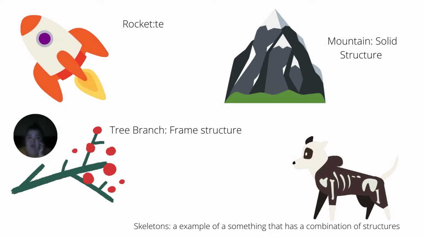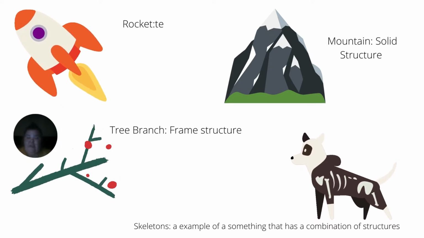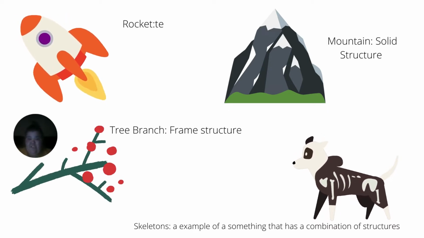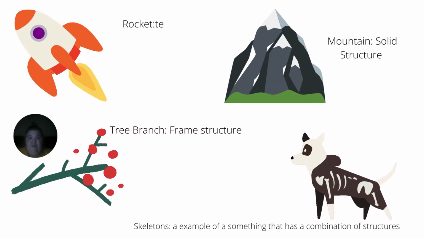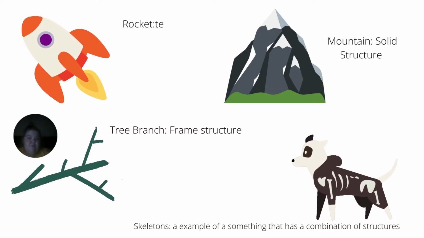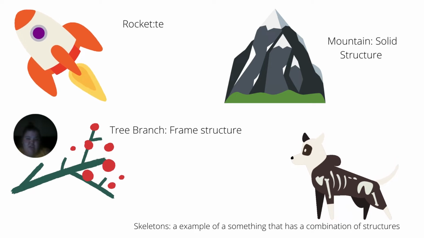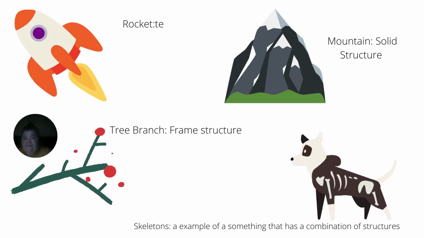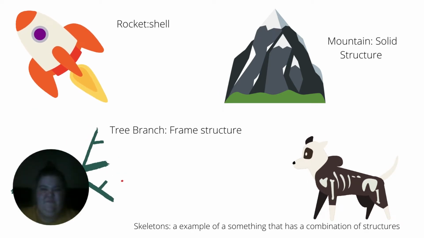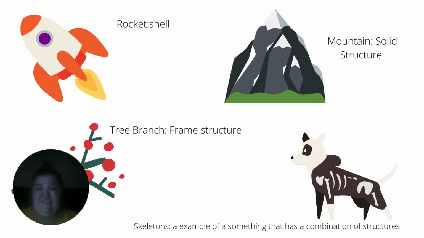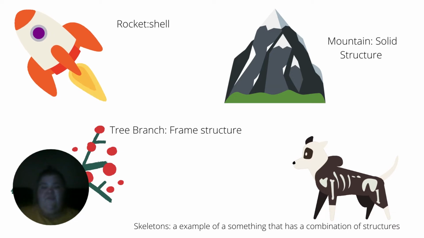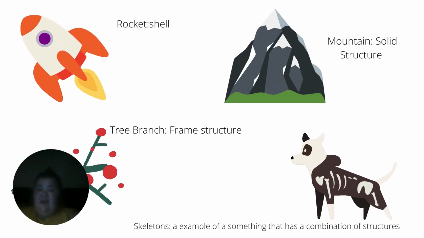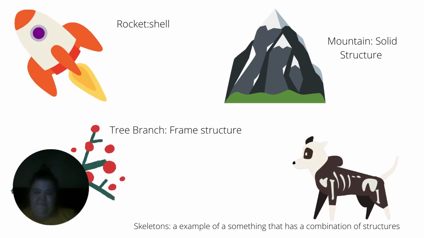Okay. So, a rocket is what type of structure? It is a shell type of structure. So let us quickly fix that. Okay, there your teacher's screen is fixed. So a rocket is a type of shell structure.